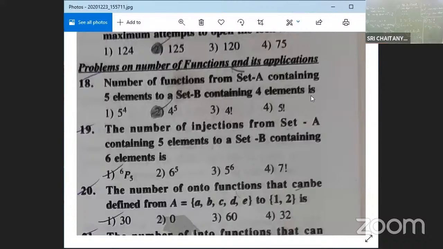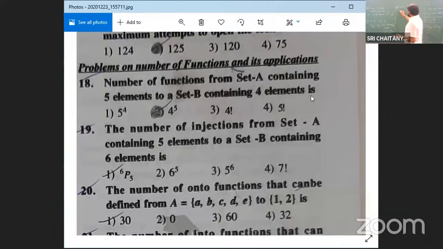Next, see the 20th problem on the screen. The number of onto functions that can be defined from capital A. How many elements are there in set A? Set A consists of 5 elements, right? So A, B, C, D, E. Number of A is equal to 5, which is equal to n.